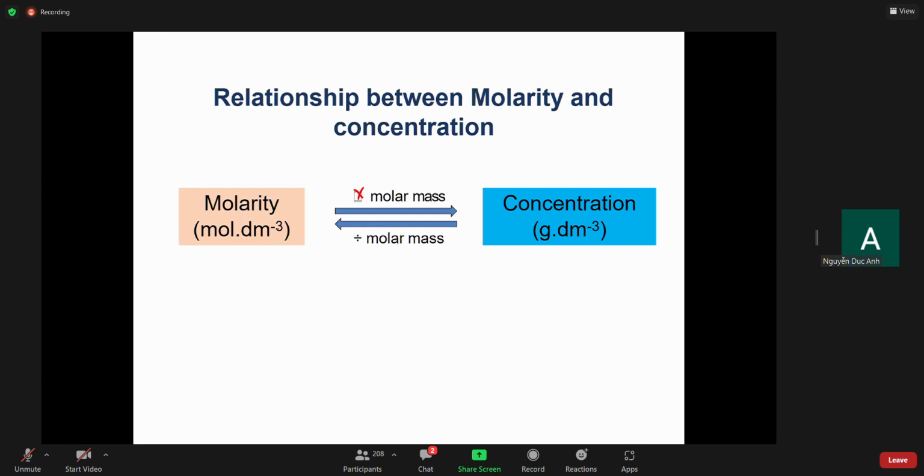In a very simple way, the molarity can be written as the concentration Cm, multiplied by the molar mass M. Cm is calculated by the mole number n over volume V, multiplied by M, the molar mass. So when the mole number is multiplied by the molar mass, you get the mass of the solute over volume, and this becomes the concentration.